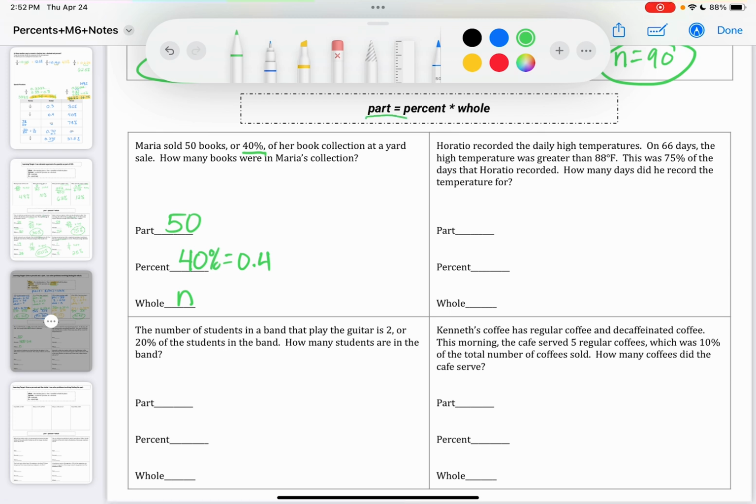So we're going to use our equation, part equals percent times whole. 50 equals 0.40 times n. We'll divide both sides by 0.4. So 50 divided by 0.4 equals 125. So she had 125 books.